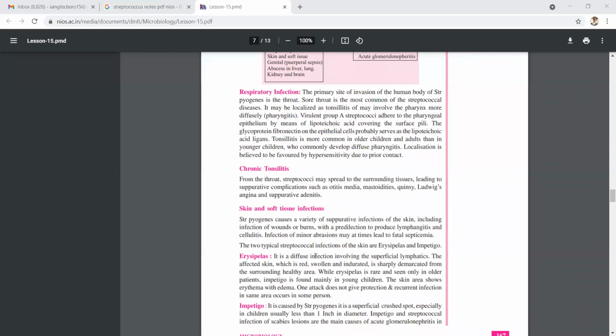So the area which is affected becomes red and swollen, and it can very easily be differentiated from the healthy area. While erysipelas is rare and seen only in older patients, impetigo is found mainly in young children. The skin area shows erythema with edema. One attack does not give protection, and recurrent infection in the same area occurs in some persons.